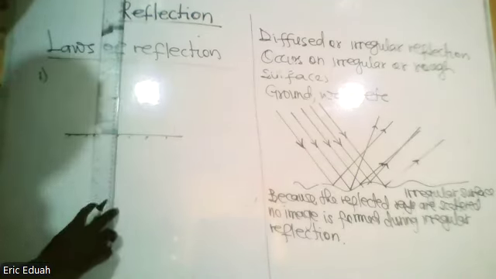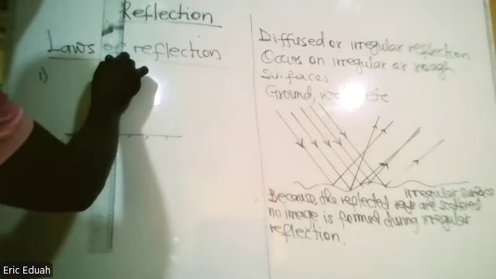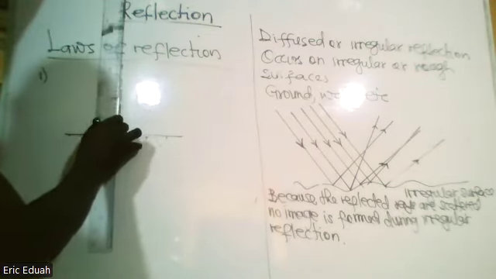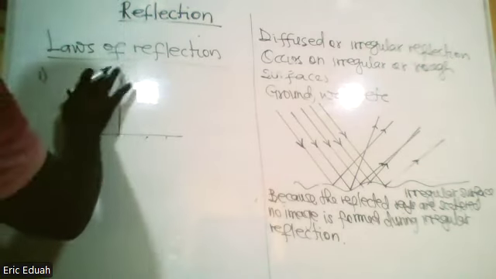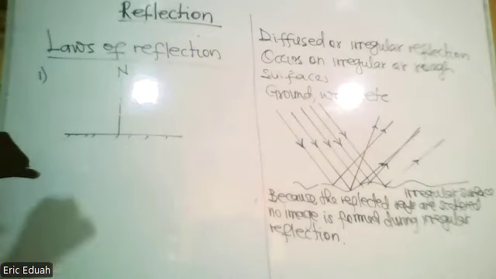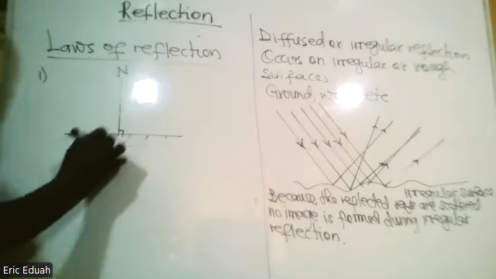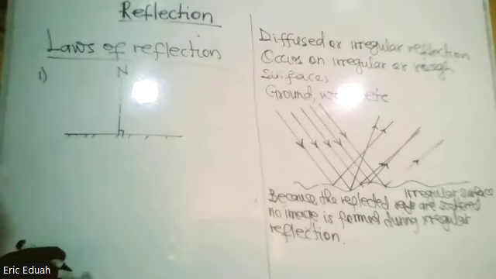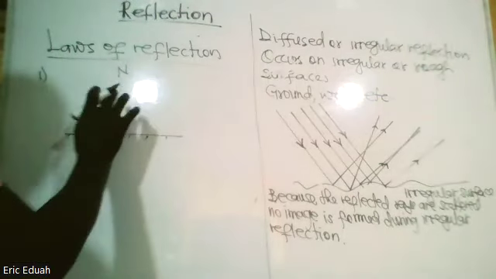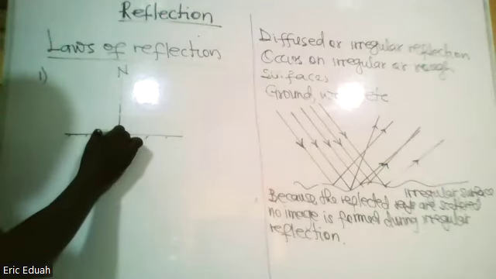So if light has to be incident on the surface, then there must be that imaginary line which is perpendicular to the surface. This imaginary line is what we are calling the normal. It is called the normal because it is always perpendicular to the surface. It makes an angle of 90 degrees.